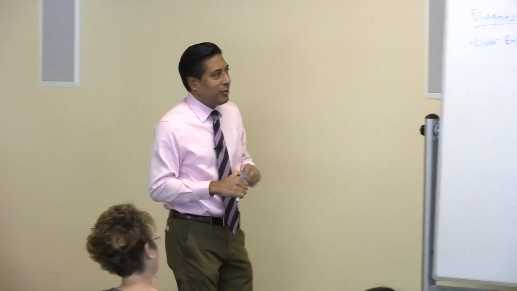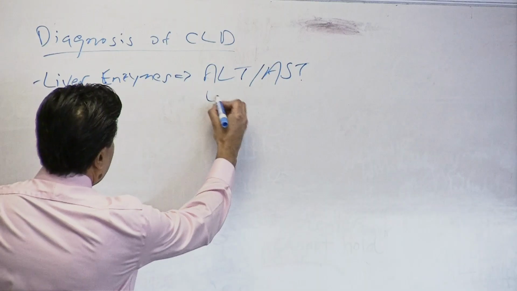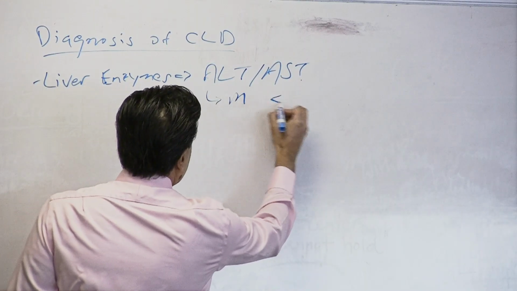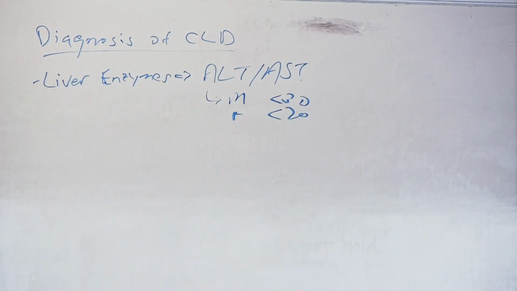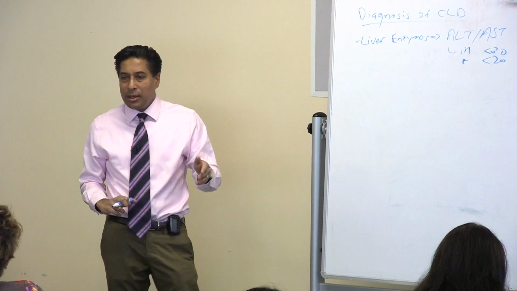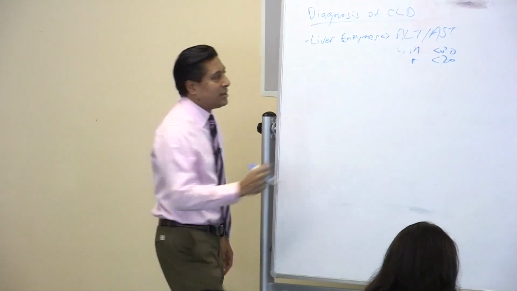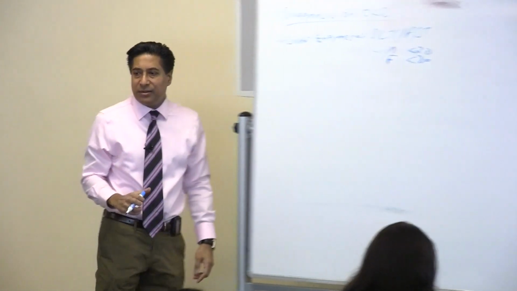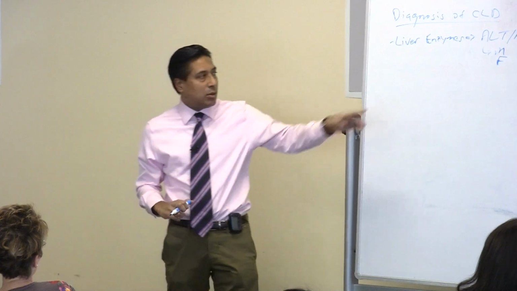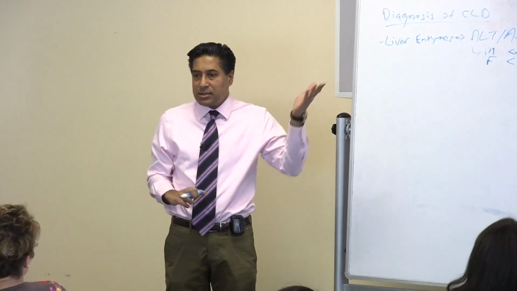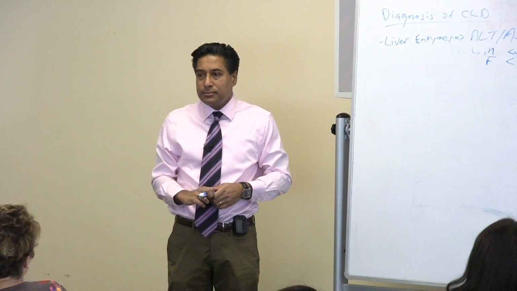So any thoughts on what? Any guesses? ALT, all right. For males, less than 30. For females, less than 20. So it's not even a range, it's just below a number, all right? And when a patient with hepatitis C gets treated, especially in females, you'll see their ALT drop to like 18, 14, if they don't have any other chronic liver diseases. So you'll see that. So the lower the better, okay? So it's 30 and 20, all right?